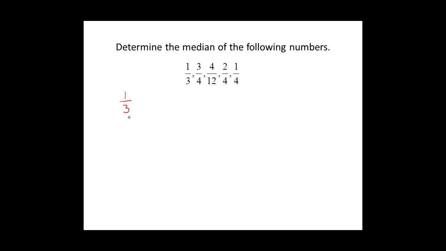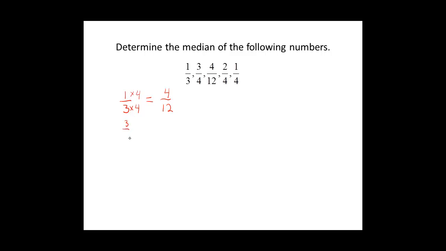We will start with 1/3. We need to write this with a denominator of 12. What do we multiply 3 by in order to get 12? We multiply by 4. So if we multiply the denominator by 4, we must multiply the numerator by 4. So 4/12 is the same thing as 1/3.